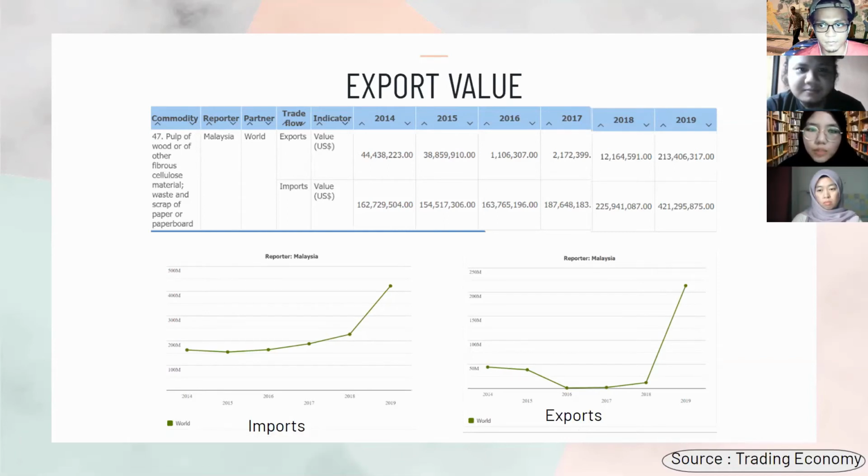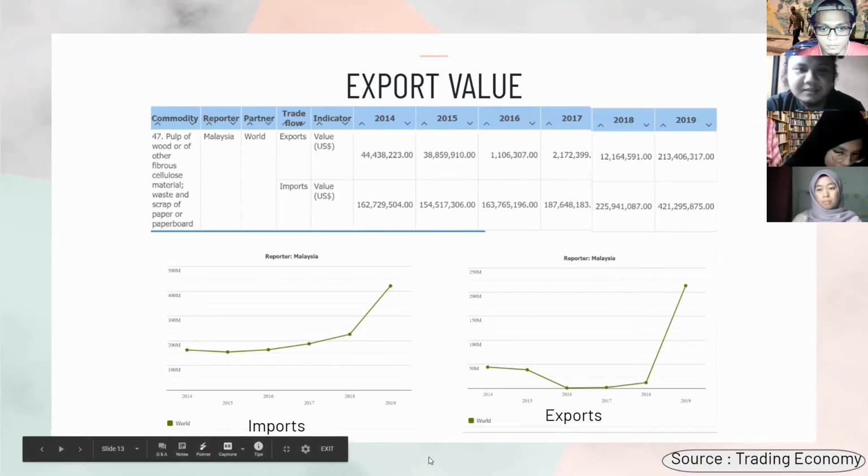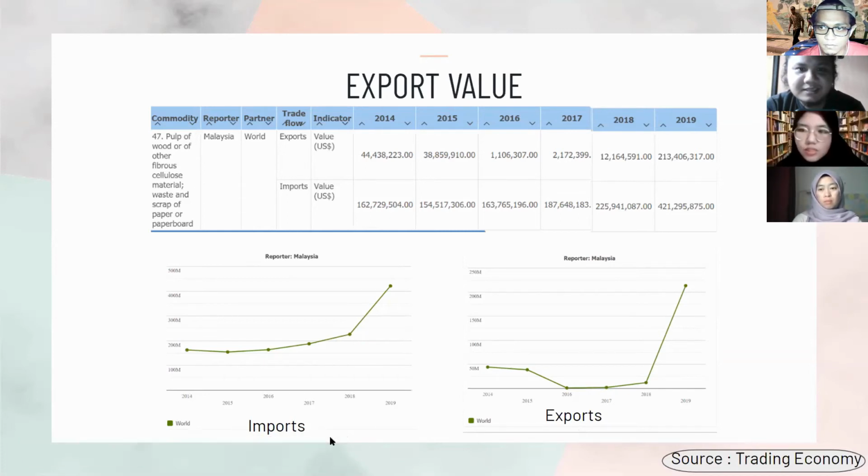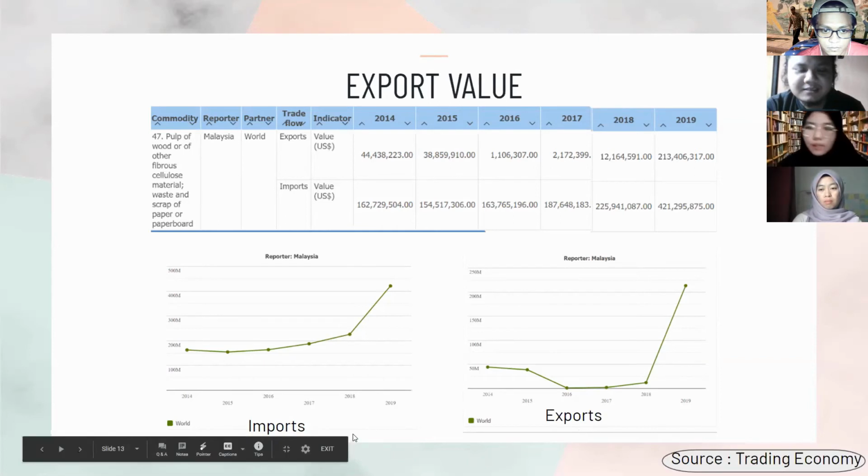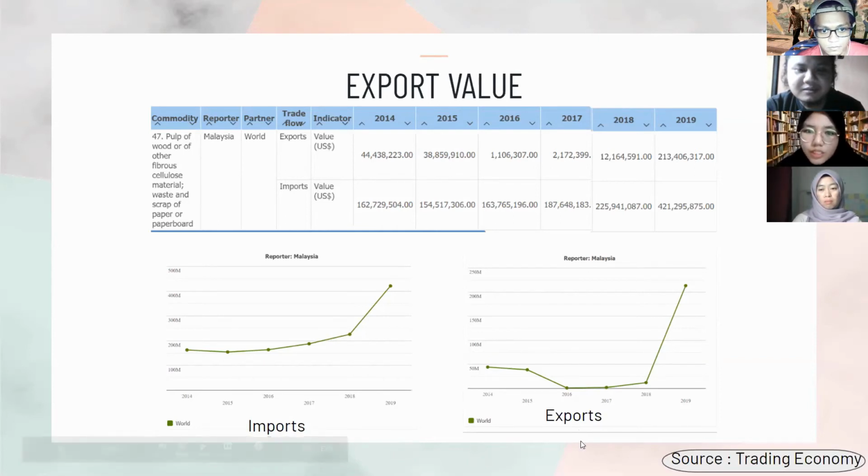We can see from here that from 2018 to 2019, import and export have increased. For import, it increased by about 86%, and for export, 1.65,000%. So like what Aspa said before, the pulp industry is not a focus for us. So it may be the cause of the export decline.